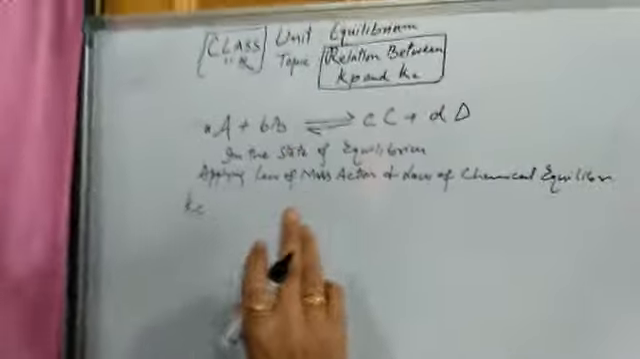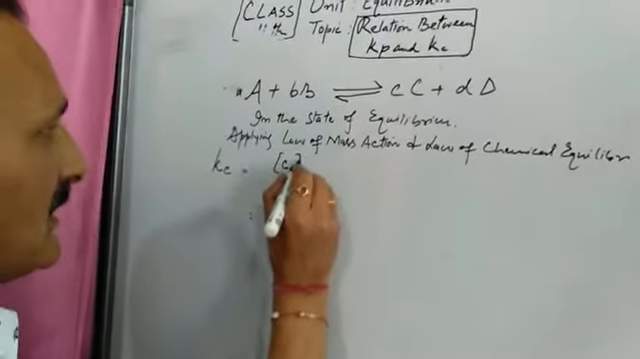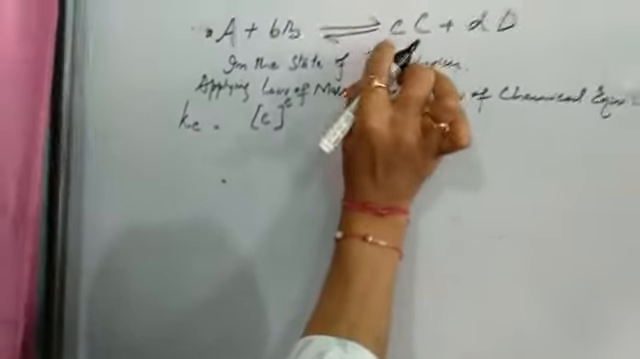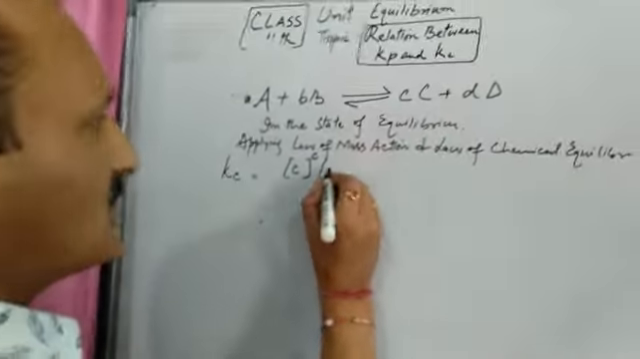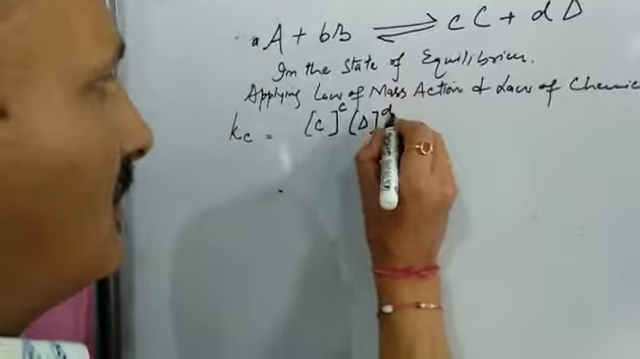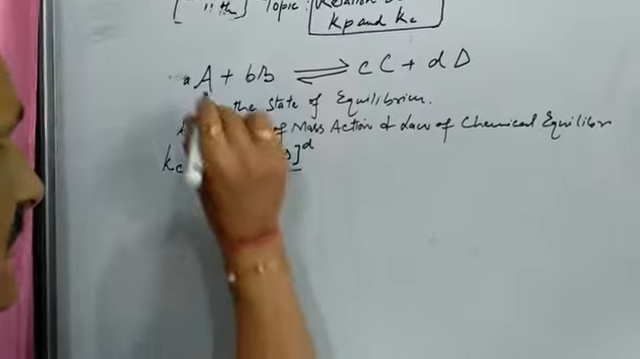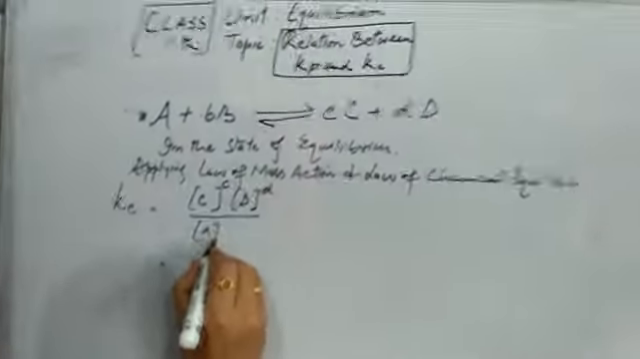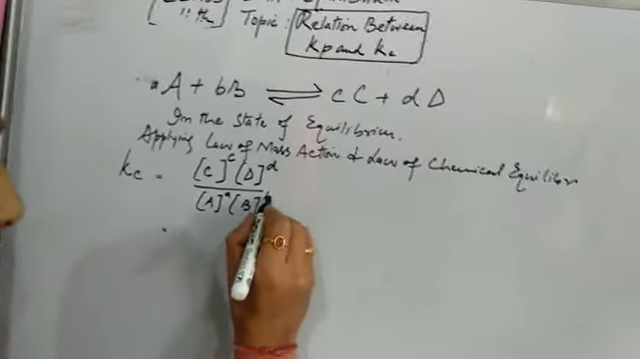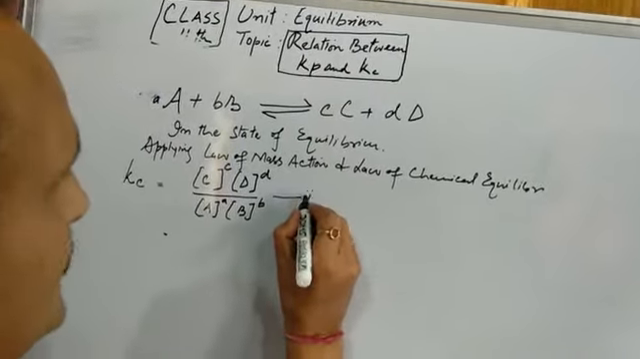So when we apply law of mass action, we will get Kc is equal to molar concentration of product C raised to power its stoichiometric coefficient, into molar concentration of the next product D raised to power d, upon the molar concentration of reactants, that is A raised to power small a into B raised to power small b. So here we have applied law of mass action. Let it be equation first.